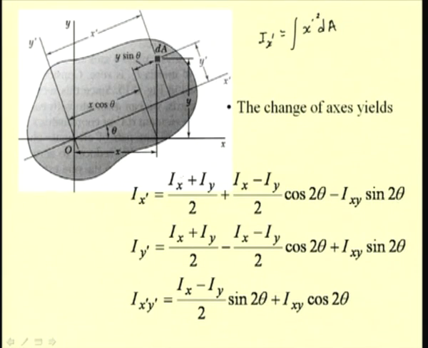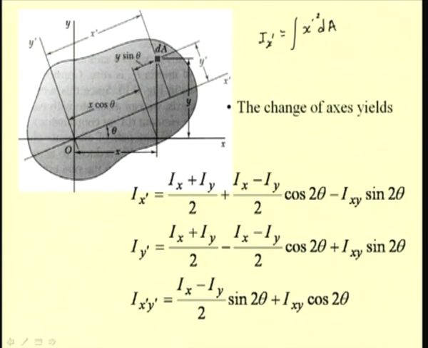So, we have I x prime as I x plus I y by 2 plus I x minus I y by 2 cos 2 theta minus I x y sin 2 theta. And same way, we get the expression for I y prime as I x plus I y by 2 minus I x minus I y by 2 cos 2 theta plus I x y sin 2 theta. That means, we are writing the expression of the second moment of this area with respect to the new axis as a combination or an equation that relates this I x prime to the I x, I y and I x y, or the second moments and products of inertia of the original axis.